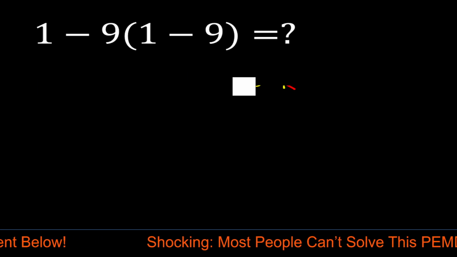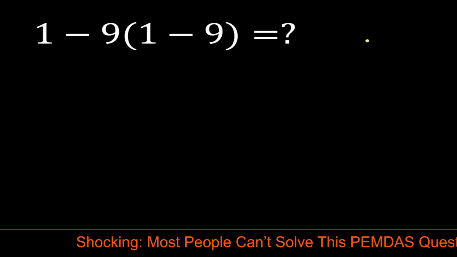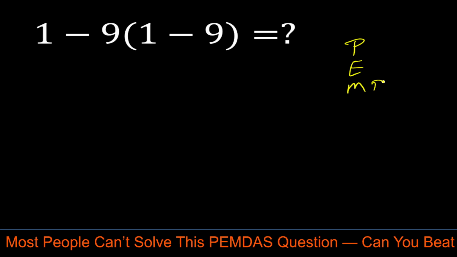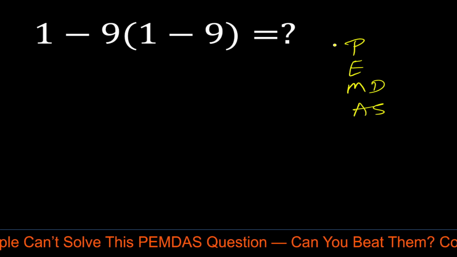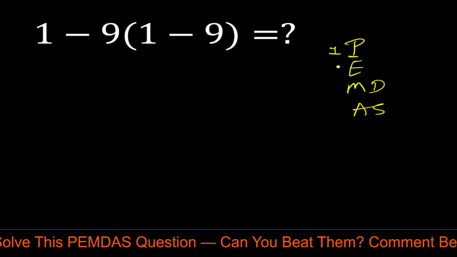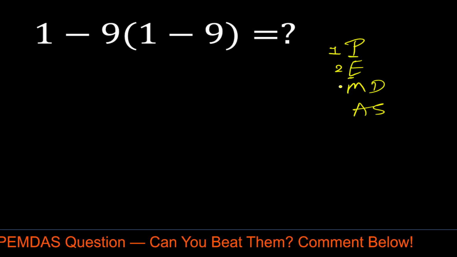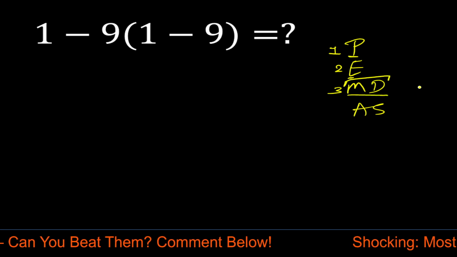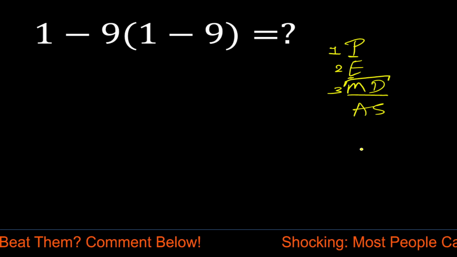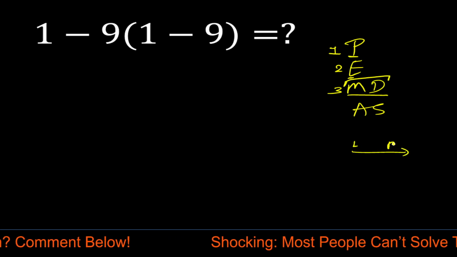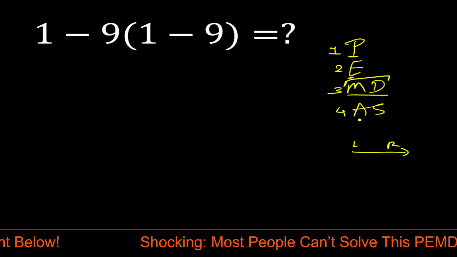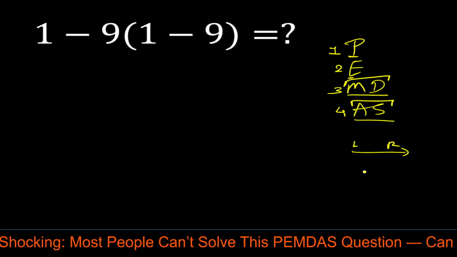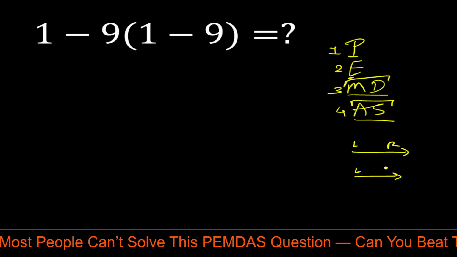So now let's solve this problem correctly by using the PEMDAS rule, right? So PEMDAS, P-E-M-D-A-S. According to the PEMDAS rule, first priority is parentheses, then second priority is exponents, then third priority is multiplication and division. Here multiplication and division both have equal priority, so we have to solve it from left to right. And fourth and last priority is addition and subtraction. Also addition and subtraction both have equal priority, so we have to solve it from left to right.